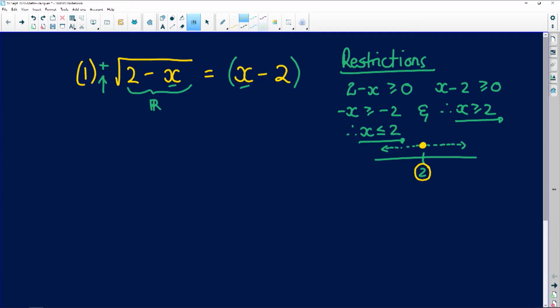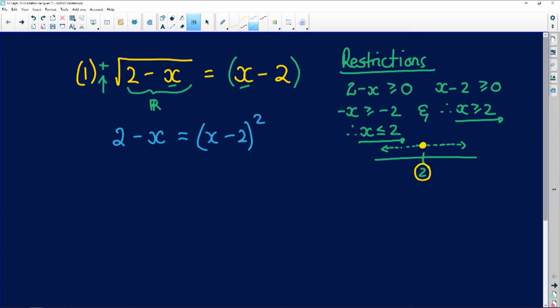Grade 11s and matrics, this is particularly for you. If I now start my method of squaring both sides to try and solve this equation, I'm going to end up with 2 minus x on the left-hand side equal to the square of this, x minus 2 all squared.